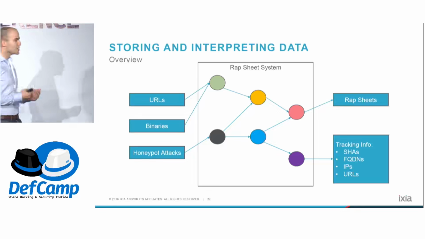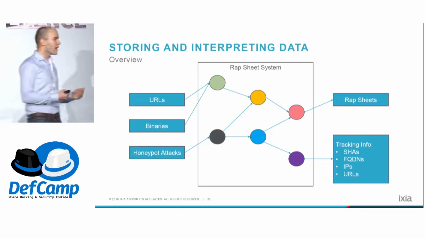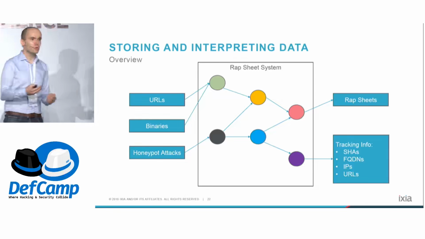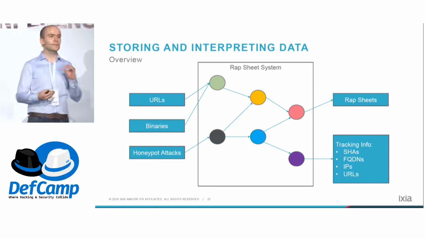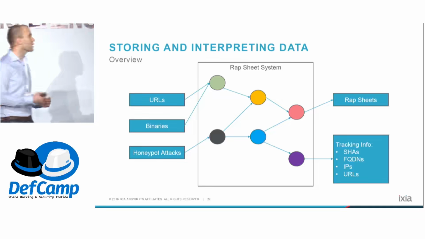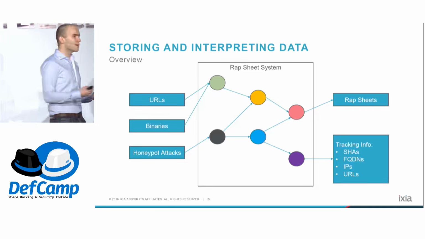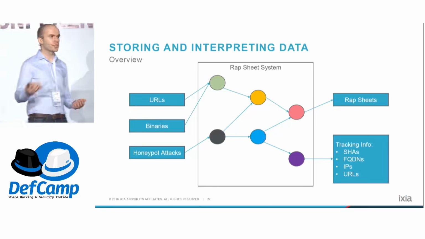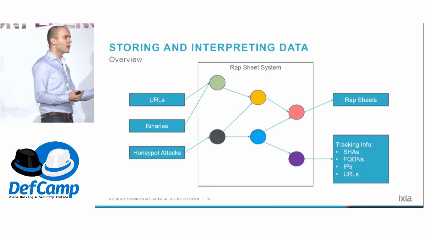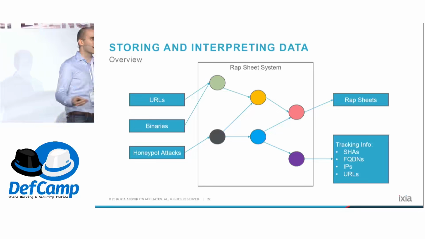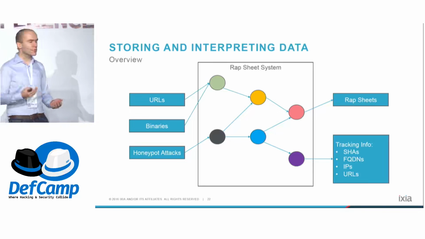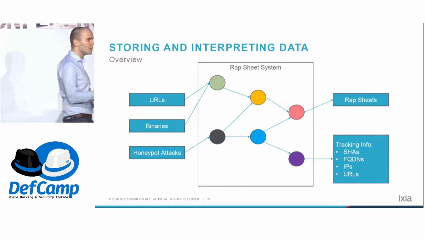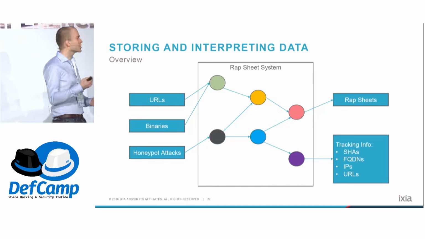So the system itself is organized as a graph of connected nodes where each node in the system does one small and specific thing to analyze what's coming in. So you can think, as an example of a node, you have the fetcher, which basically takes in a URL and, using a headless browser like Phantom.js, actually accesses that URL, retrieves the contents of it, and stores it for later scanning.